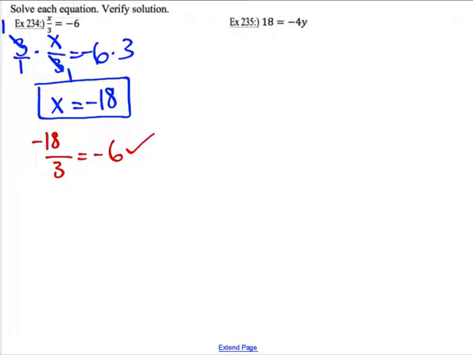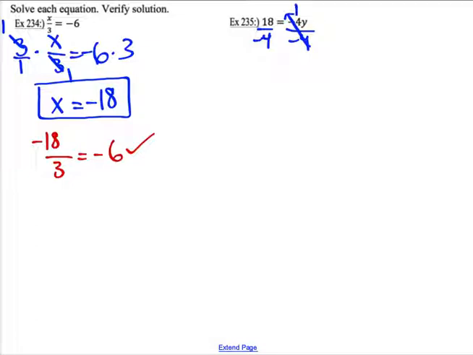Okay, let's look at the next one. 18 equals negative 4y. On this, we need to get the y by itself. So we need to get rid of that negative 4. The way to change a negative 4 to a 1 is to divide it by itself. So we're going to divide it by a negative 4. And since we do it on one side, we've got to do it on the other. So we divide both sides by negative 4.